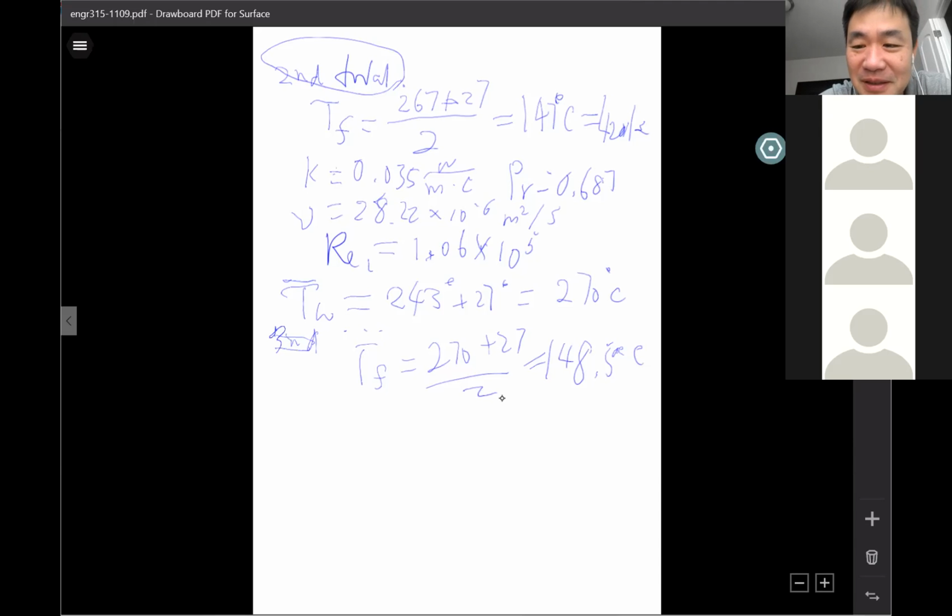Quick question, Dr. Zhang. Where are we looking in the textbook for these tables? I think it's the appendix. Let me tell you exactly. I think it's Appendix 8, in the back of the textbook. It should have all the properties. You have so many properties. Just look into it. I have many tables.